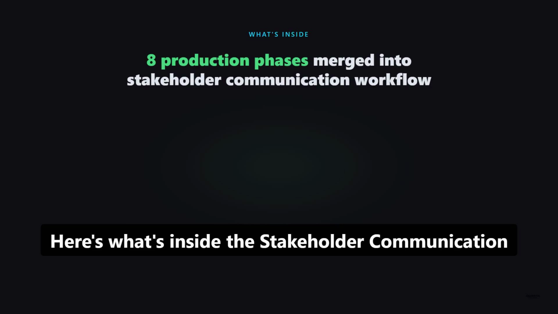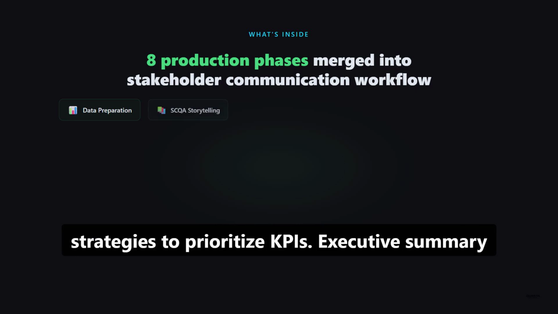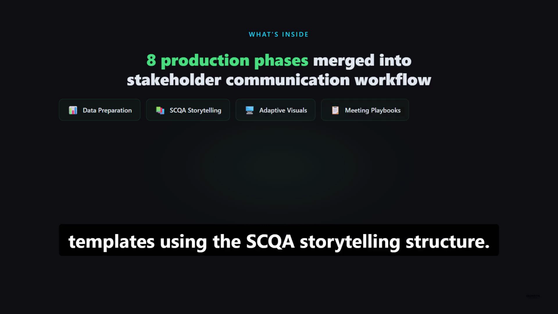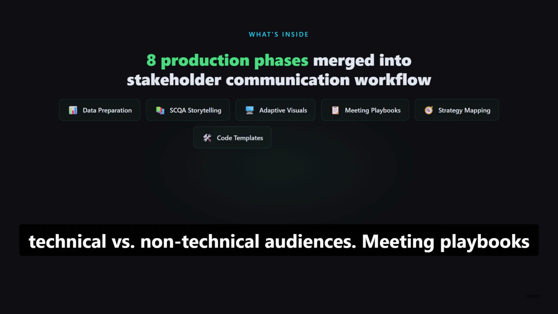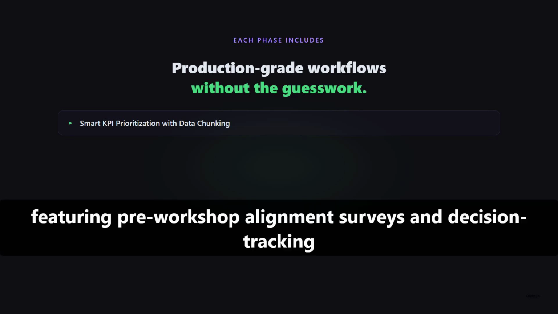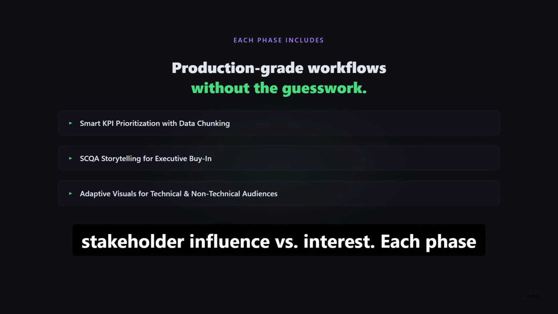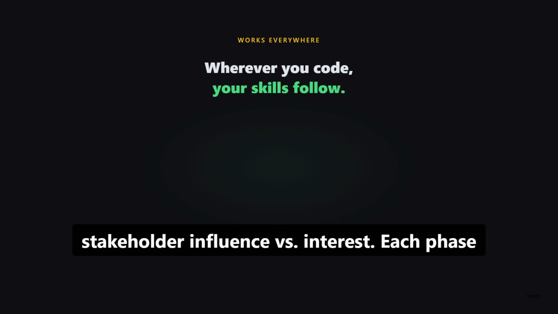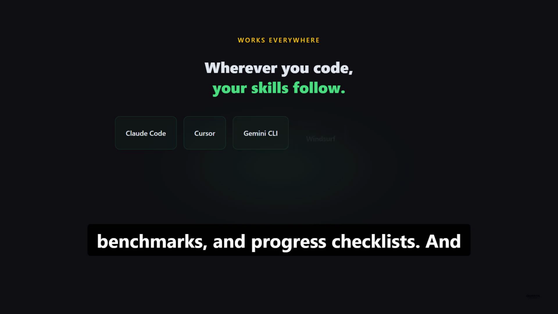Here's what's inside the Stakeholder Communication Pack: data preparation with smart chunking strategies to prioritize KPIs, executive summary templates using the SCQA storytelling structure, slide decks with adaptive visuals for technical versus non technical audiences, meeting playbooks featuring pre workshop alignment surveys and decision tracking dashboards, communication strategy blueprints mapping stakeholder influence versus interest. Each phase comes with working code templates, performance benchmarks, and progress checklists.